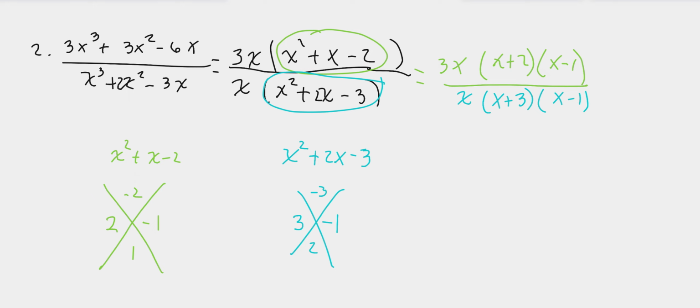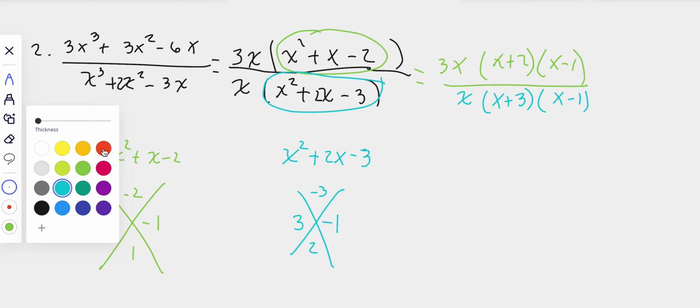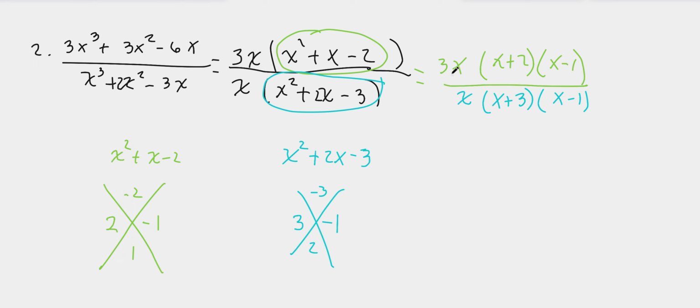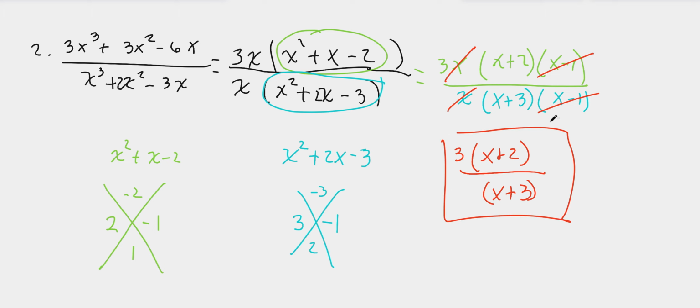So what are the values, or the factors, that will cancel each other out? Well, notice here that we have an x. This x cancels this x, and this x minus 1 cancels this x minus 1. And we're left with 3 times x plus 2 divided by x plus 3. And now this is in the simplest form. This rational expression is in the simplest form.